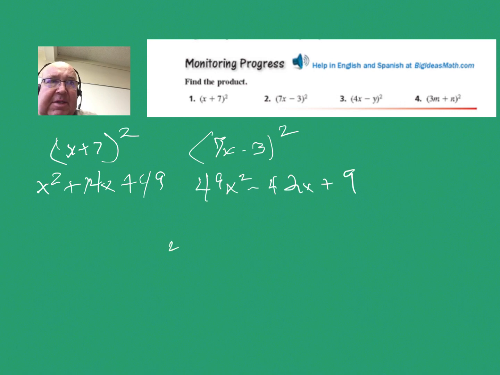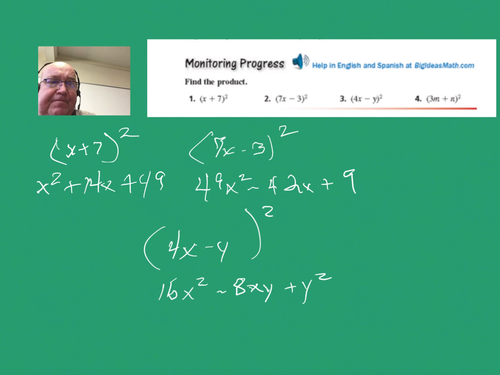4x minus y squared. Alright, 4x minus y squared. 4 times 4 is 16x squared. 2 times 4 is 8, times 1 is minus 8xy, plus y squared.